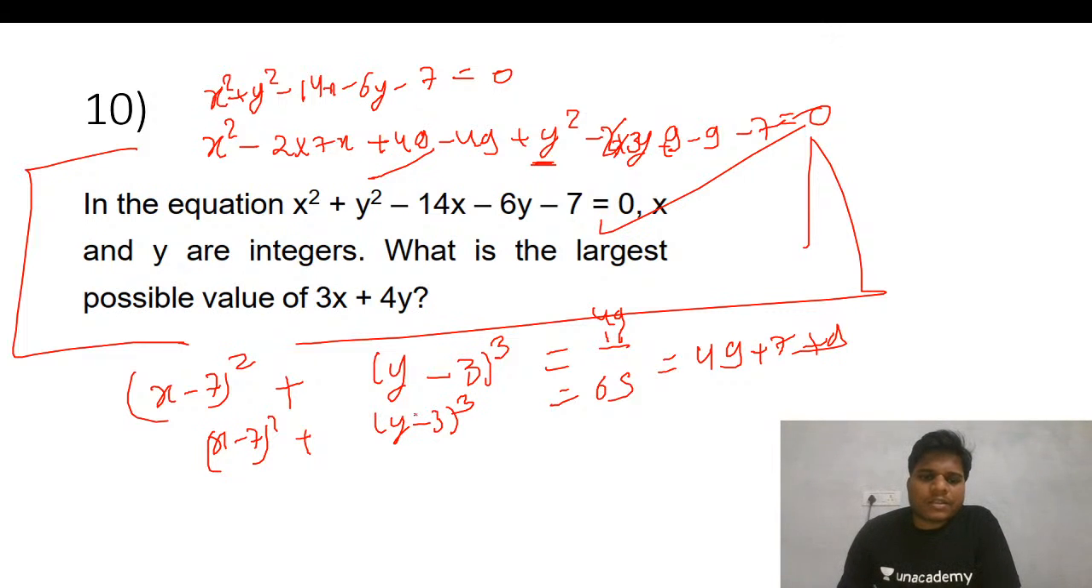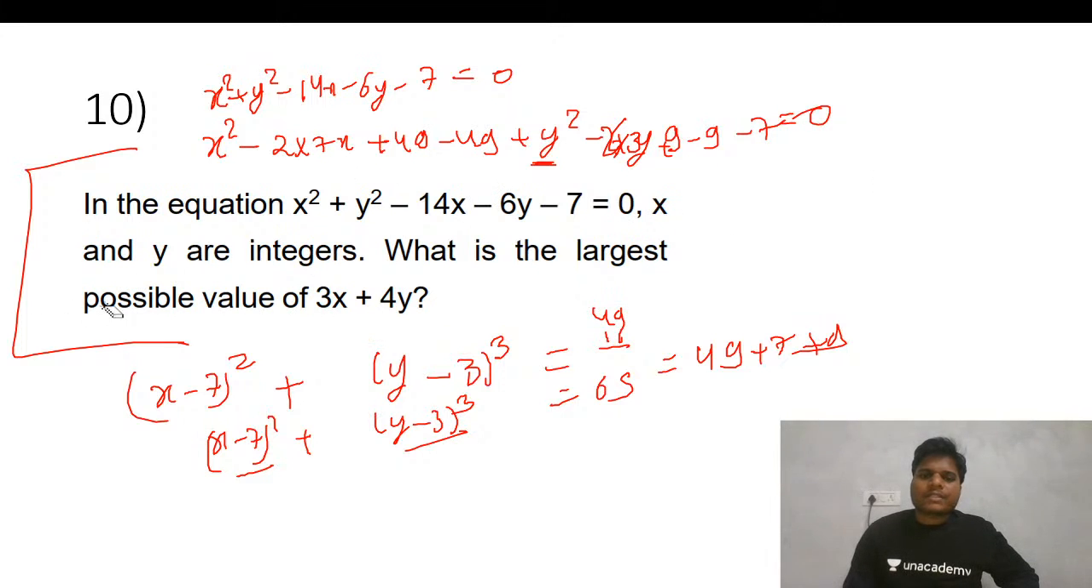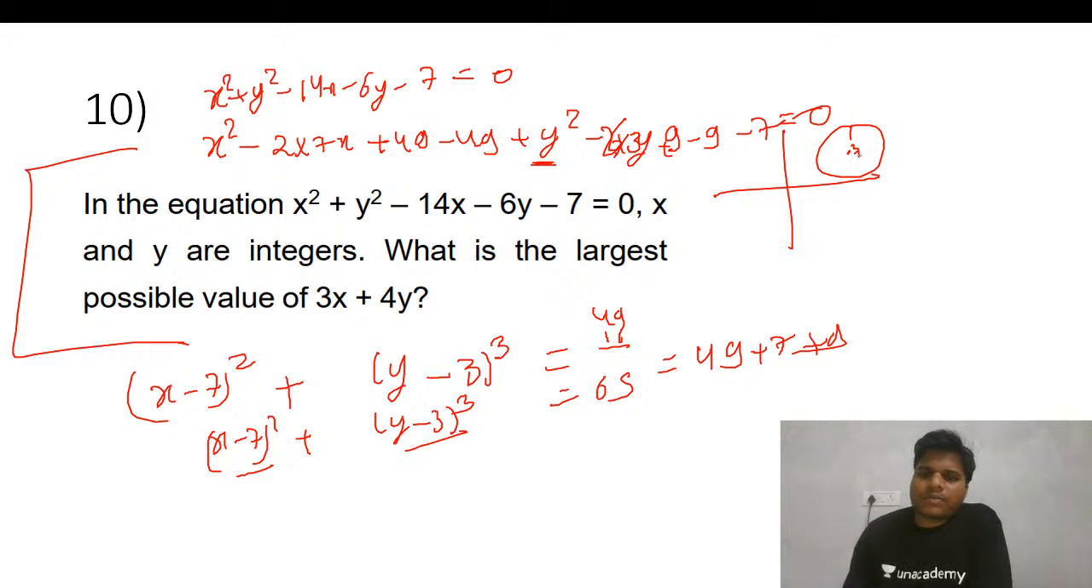What is the largest possible value of 3x plus y? Y minus 3, yeah, that is fine. And so basically, what values will be there? X and y are integers. What is the largest possible value of 3x plus y? So if you see, this will be a circle, no? 7 comma 3 will be its center.